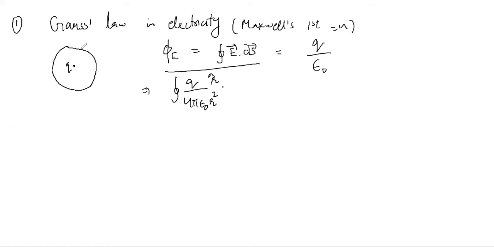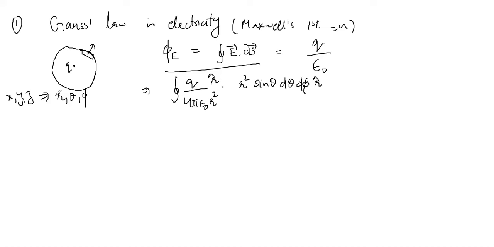Now if you pick a small area on this spherical surface here, I am not very sure if you know spherical coordinates. In Cartesian coordinates you have x, y, z; in spherical coordinates you have r, theta and phi as your coordinates. So if you talk about the area of a spherical surface in spherical coordinates, that area is given by r squared sin theta d theta d phi into unit vector r. Its direction will be along r, the direction perpendicular to the surface area.